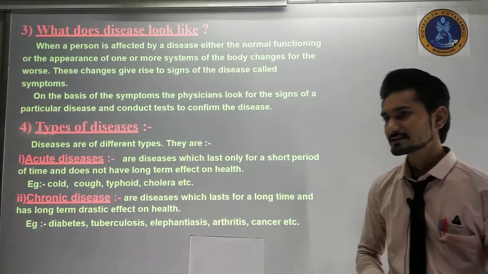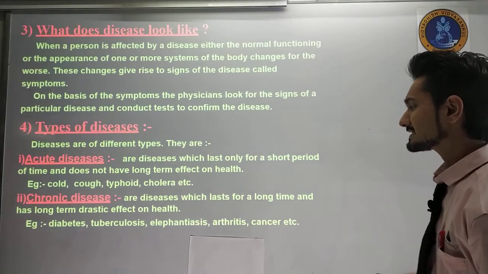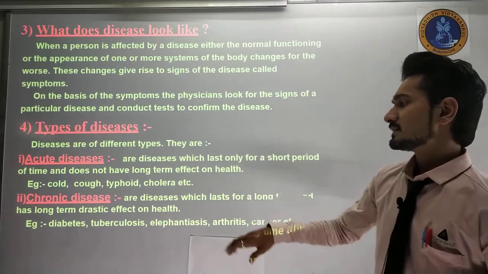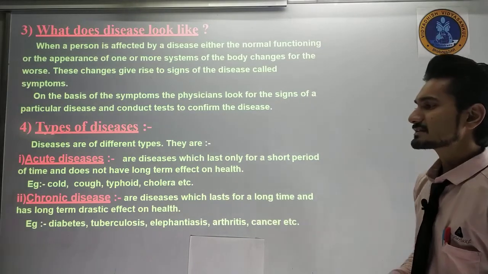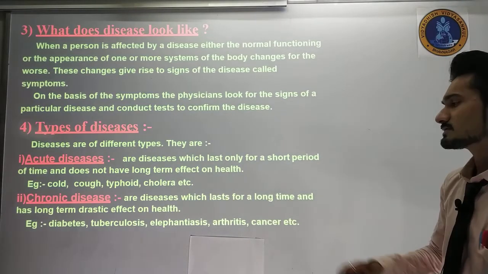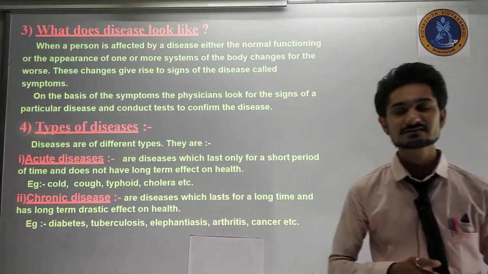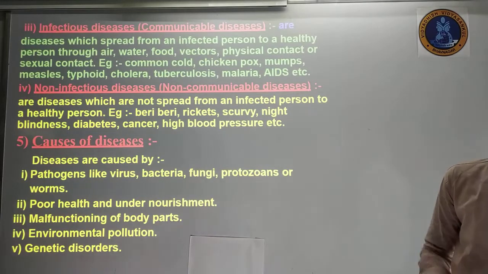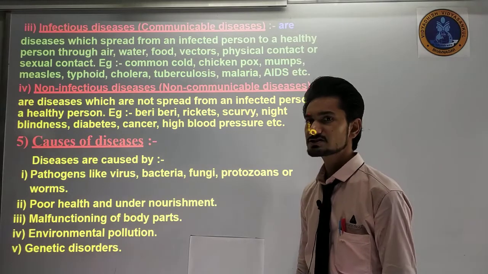Chronic diseases are those that come into our body with a long lasting effect, stay for a long time, and give a drastic effect on our body. They are generally diabetes, tuberculosis and AIDS. These are the types of disease that come into your body and stay within it for a very long time. Afterwards we are going to discuss infectious and non-infectious diseases.